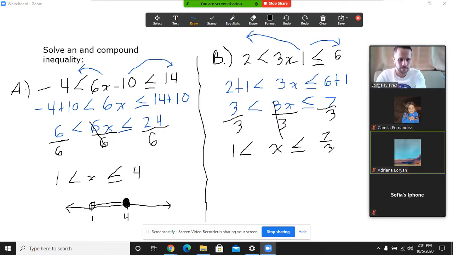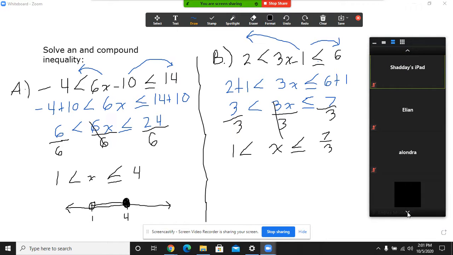Pregunta, hasta aquí estamos, mi gente. So básicamente, that will be what you have to focus on, lesson 1.6. ¿Alguna duda, pregunta de esta lección? Estamos claros, ¿ok? Perfecto.